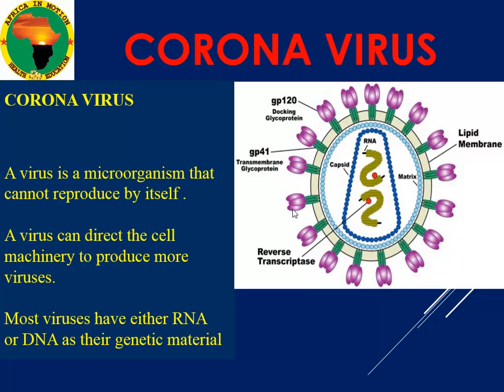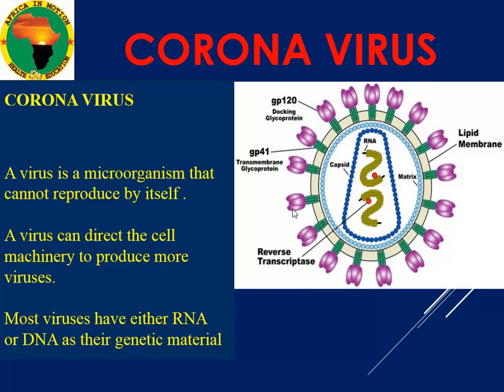Like all other viruses, coronavirus is a microorganism, very small, tiny. It cannot reproduce by itself. It must have a host cell where it can multiply, a living cell. A virus can direct the cell machinery to produce more viruses. For the virus to multiply, it needs to hijack the system of working of the host cell. Then it takes advantage of that host cell, then it multiplies.